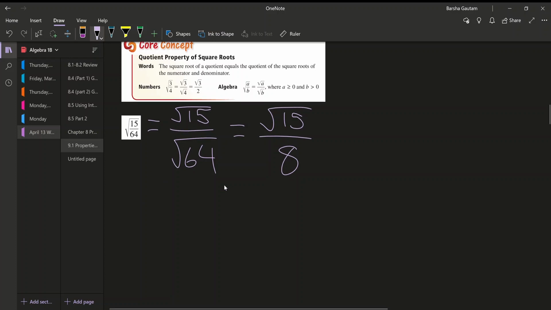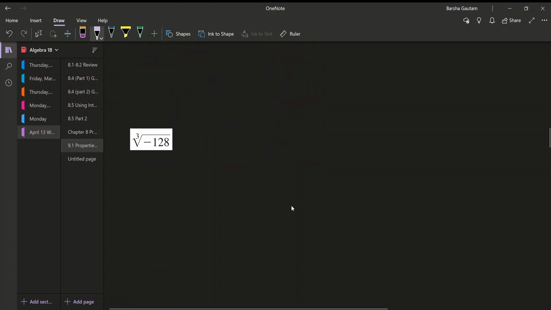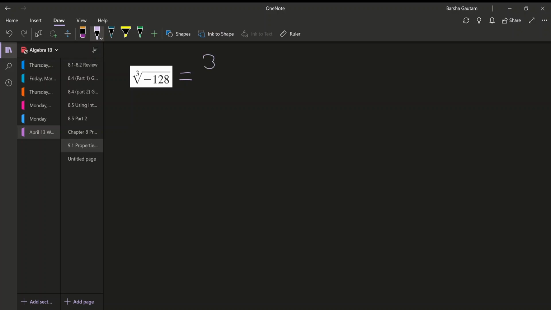Let's try a different problem now. This time we're going to try a problem that has a cube root instead of a square root. What we're going to do is very similar to what we were doing earlier. We're going to break down negative 128 and try to simplify it. We won't be able to simplify the whole thing, but we can get some of it outside of this radicand. So once again, we're going to try the number 2. We always start with the smallest number possible and see if we can find a root in there. So let's start with that.